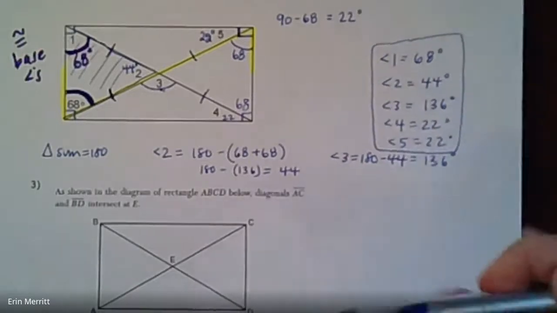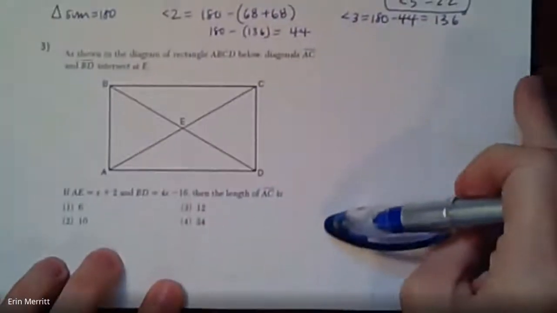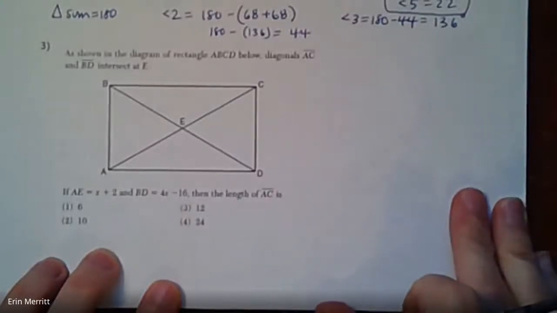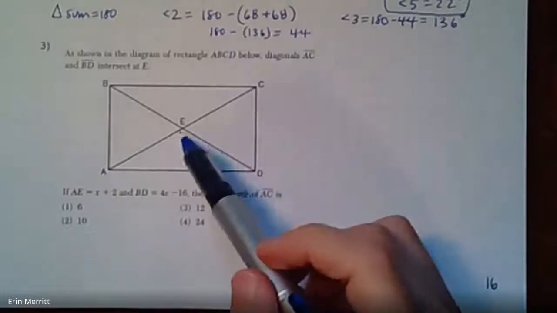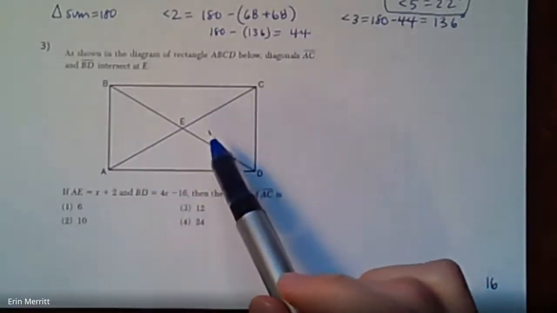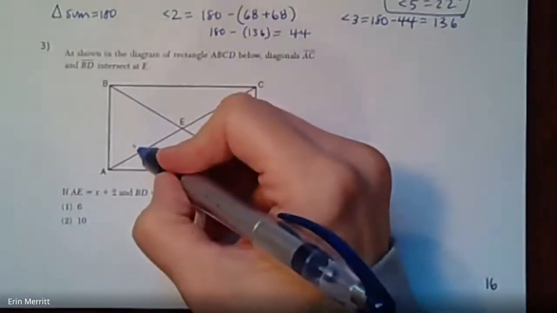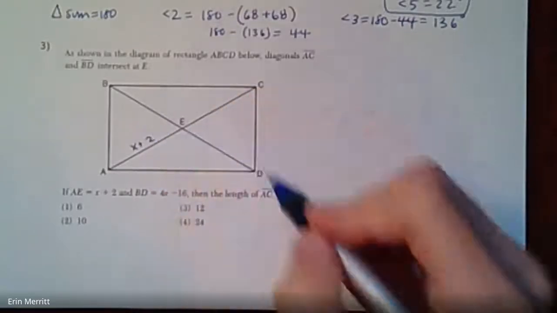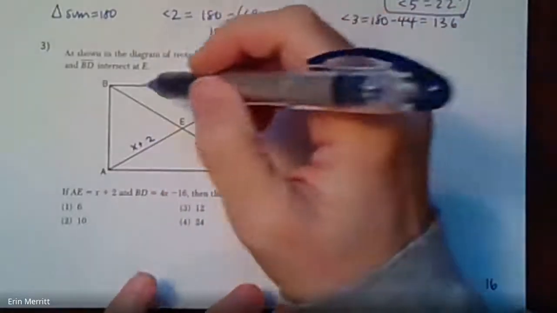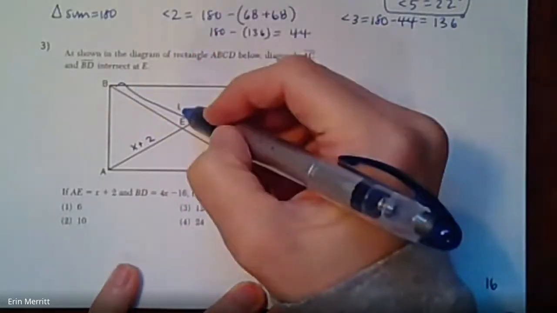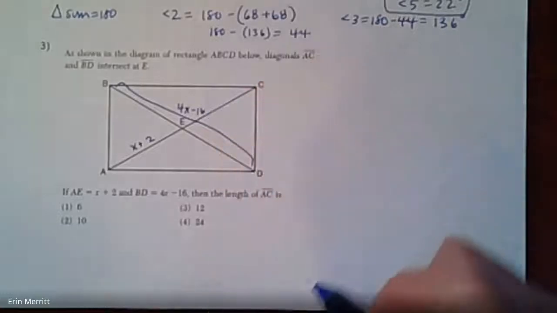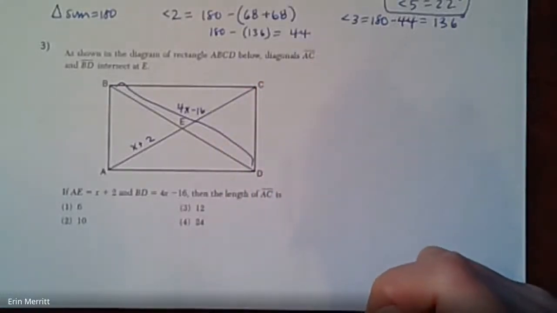All right, the last one, if you don't recognize it, that's a Regents exam font, which you guys might not recognize, and that's okay. It's saying, as shown in the diagram of rectangle ABCD below, diagonals AC and BD intersect at E. So they're just clarifying the diagram. AE is x plus 2. BD, so this whole thing, that whole thing is 4x minus 16. Find the length of AC.